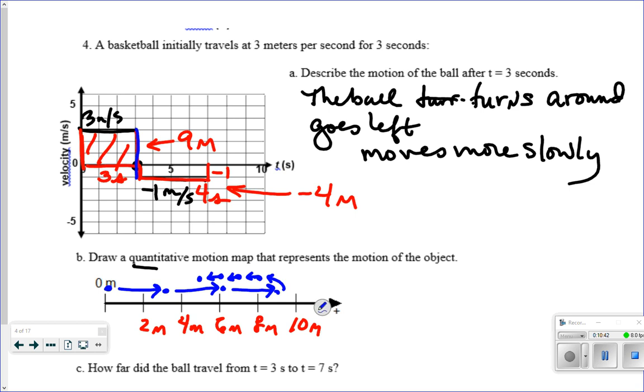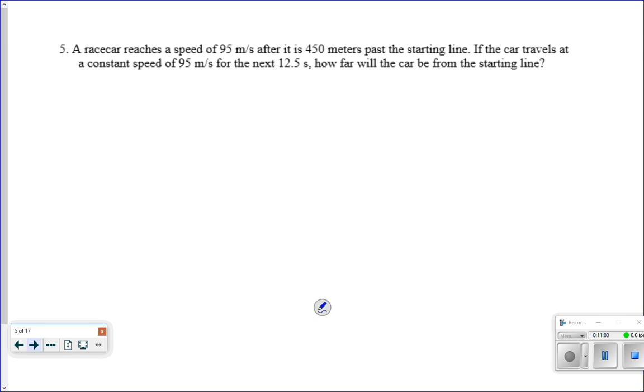How far did the ball travel from 3 to 7? Oh, lucky for us, we already figured that out. That's -4 meters. Oh, I guess I got cut off. -4 meters, we'll put it right there. All right, what I'm doing is taking the area of this little rectangle here, reading the graph and going with that. So hopefully that helps and isn't too messy for us to read.